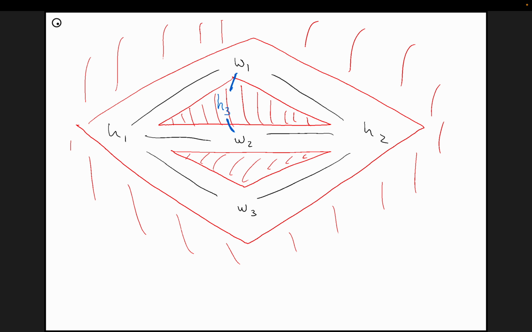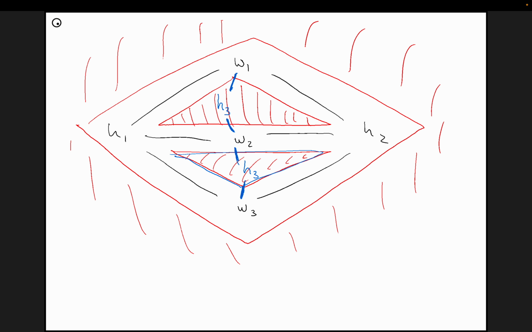Same argument goes with the lower area. If we put H3 somewhere here, we can connect it easily with well 2 and well 3. There you go. We haven't crossed any path, but we cannot connect it to well 1, because again, we are trapped in this lower area here.